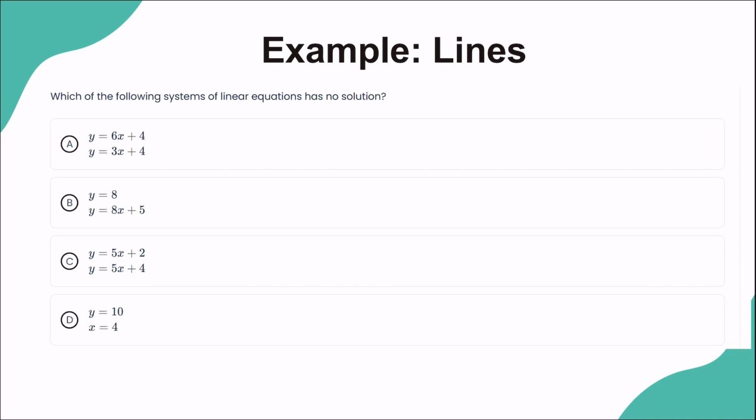Now, this next question asks us which of the following systems of linear equations has no solution? Now, you could remember that no solution means same slope and different y-intercept, but if you didn't remember that, what we could do is just graph all four of these answer options and try to find the one that never intersects. So let's do that.